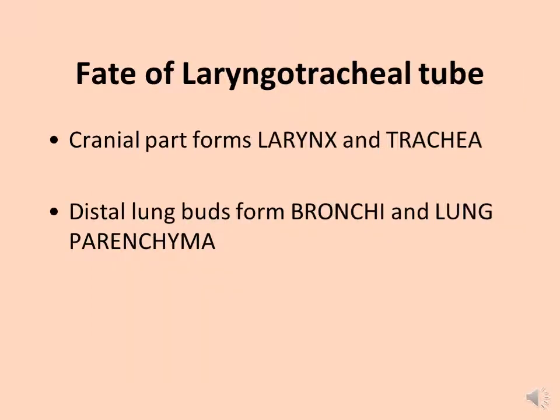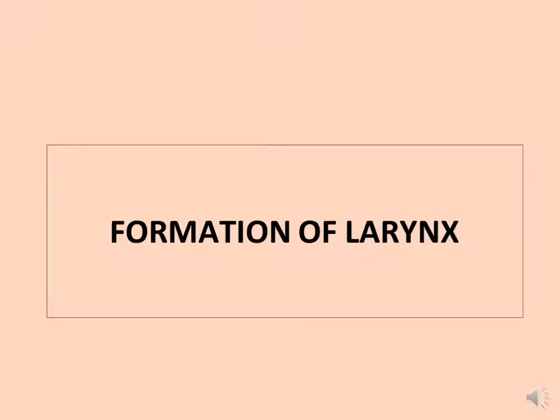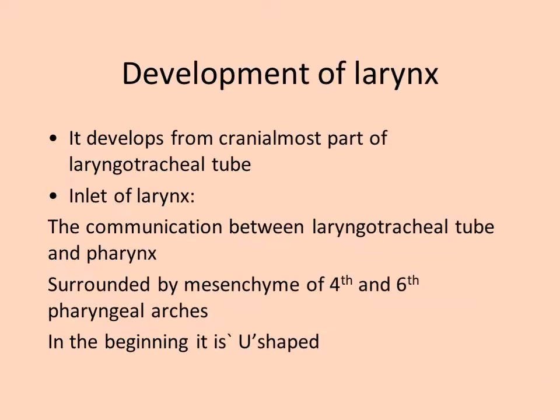What is the fate of the laryngotracheal tube? Its upper or cranial part forms the larynx and trachea, and the distal lung buds form bronchi and lung parenchyma. Let's begin with the formation of the larynx. The larynx develops from the cranial most part of the laryngotracheal tube.